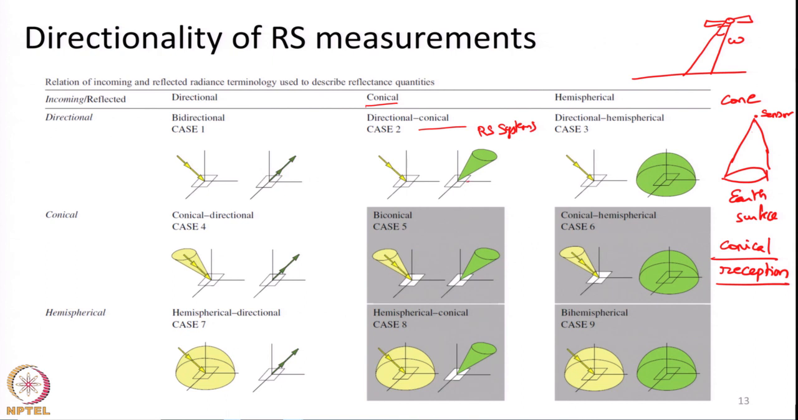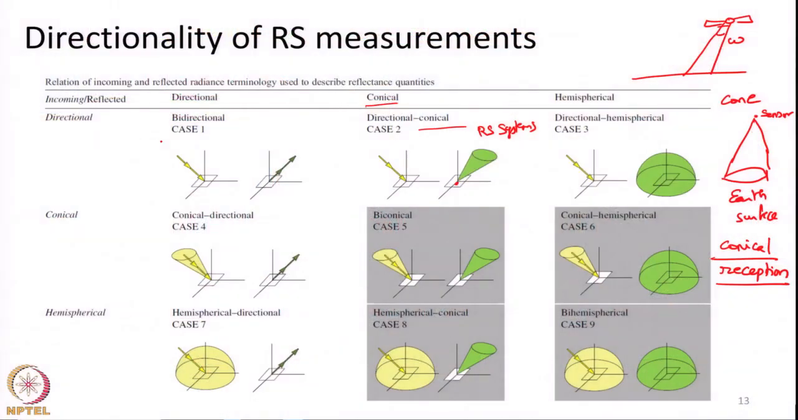But please remember, in these diagrams, the remote sensing sensor you have to think of as if it is present here. Here the view geometry is slightly changed, where the view geometry is drawn from the point of the land surface, but in remote sensing the same concept of conical reception will be there, but from the sensor.